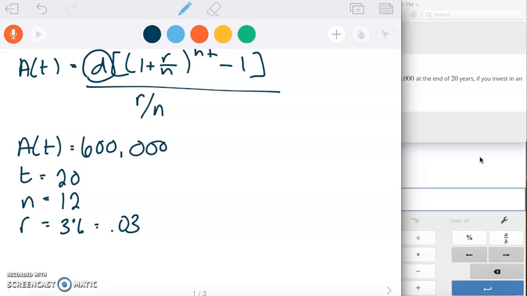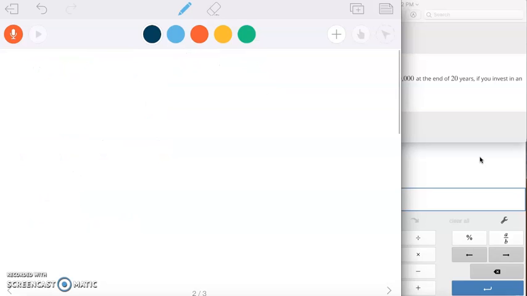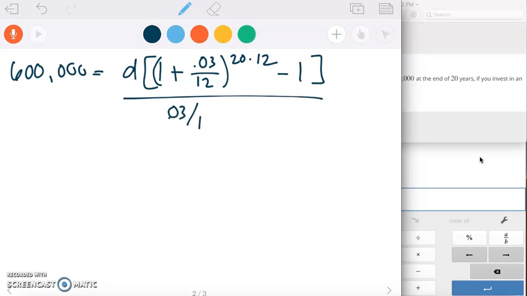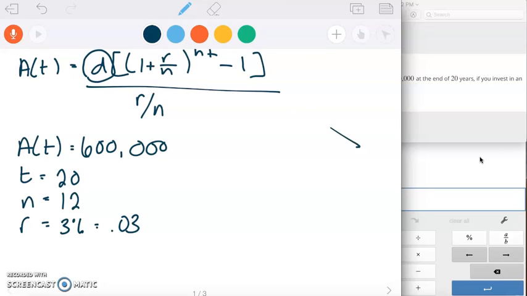We need to figure out that investment amount. So the easiest way to do this is to plug in all those numbers into this long, hideous formula and then solve for D. So we're going to start with 600,000 is going to equal, again, we have D. We have 1 plus our R, that rate, 0.03 over 12. And we're going to put parentheses around those. And we're going to raise that to the N times T power, which is 20 times 12, minus 1, all over the rate, 0.03 divided by 12. That was just going back to our formula and plugging in all of our known values.